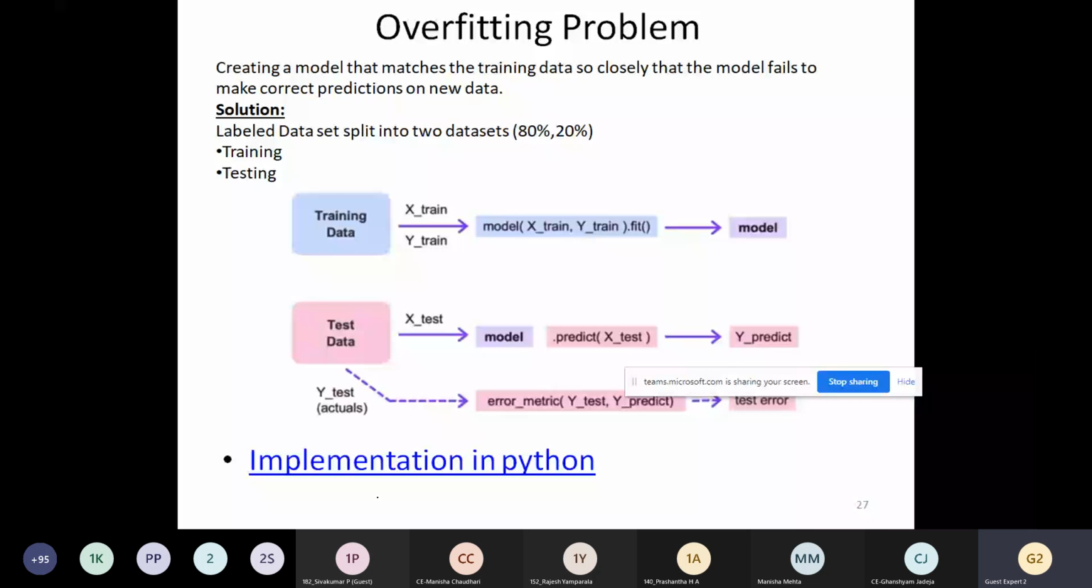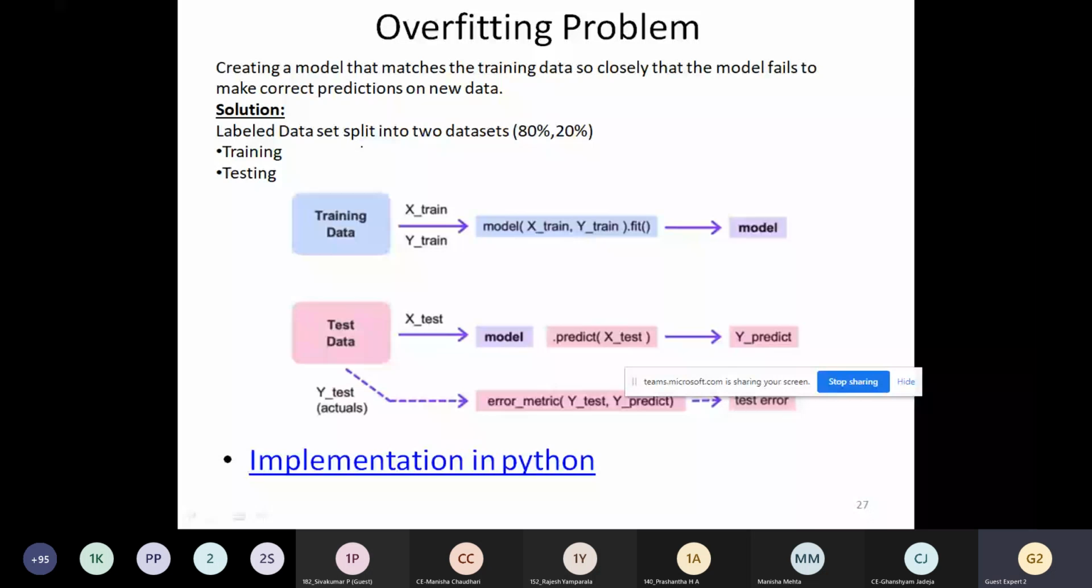sometimes it may be possible that you have done the training perfectly and you are getting good performance metrics for the training data set, but whenever you give unknown feature values for predicting the target variable, it may not give you the correct value. That is because of the overfitting problem. So what is the solution to the overfitting problem?